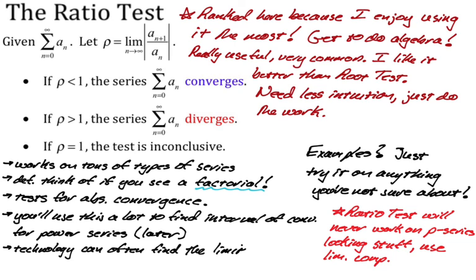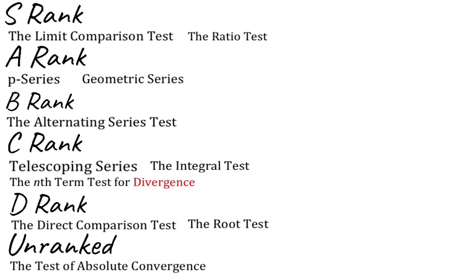All right, so just to summarize how I ranked all these things. My S ranks were the limit comparison test and the ratio test. Fantastic. I love those two tests. Moving down to A rank, we had P series and geometric series. Could they have been S rank? Probably, but I think the S rank series are a little more powerful and more generalized, but definitely those are A rank.